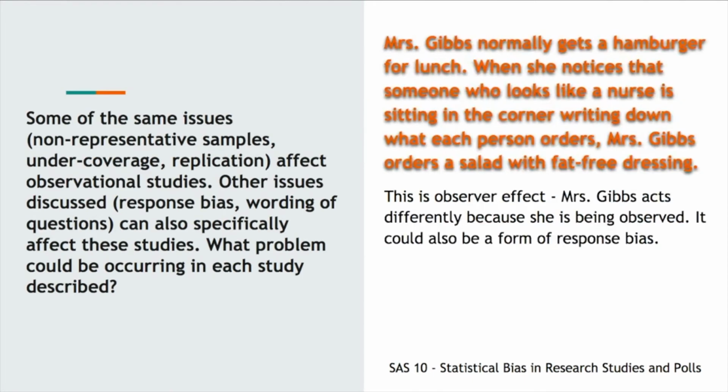Mrs. Gibbs normally gets a hamburger for lunch, and she notices someone who looks like a nurse sitting in the corner writing down what each person is ordering. So she orders a salad with fat-free dressing. This is called observer effect. She acts differently because she realizes she's being observed. This could also be a form of response bias.